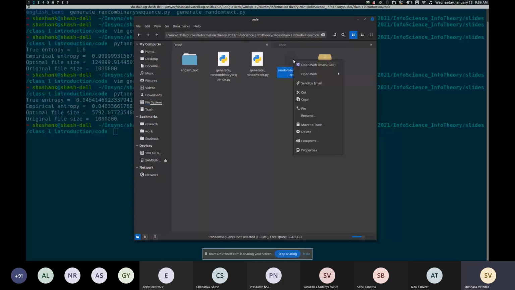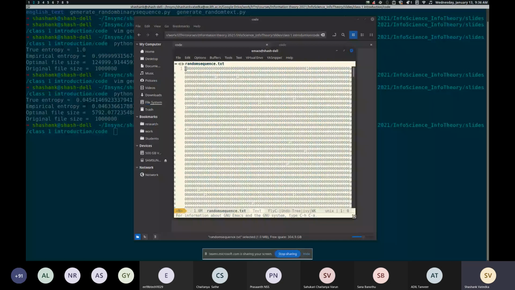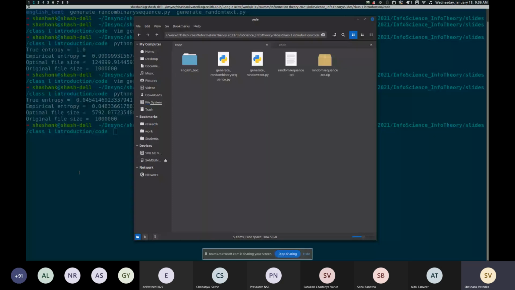Right? Most of these are zeros, there are just a few ones in between. So that reinforces our intuition that a biased coin contains much less information than a completely fair coin. So any questions until now?